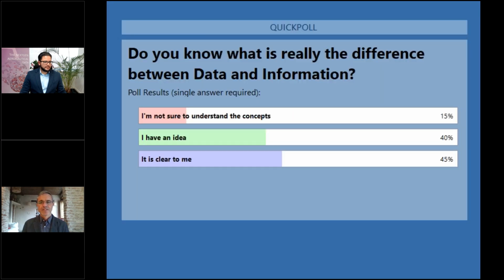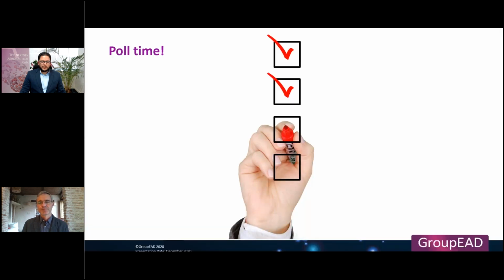Yes, please. The majority of them have it clear, they know the difference, but very close by, they have an idea. So 45% of the people have a clear idea about this difference between data and information. 40% have an idea. And a small group, let's say a small 15%, are not sure they understand the concepts. Okay, thank you.